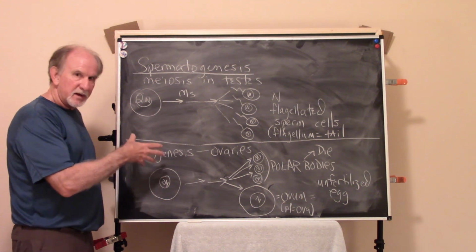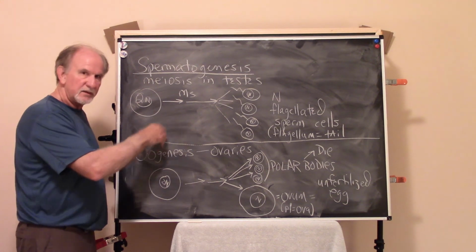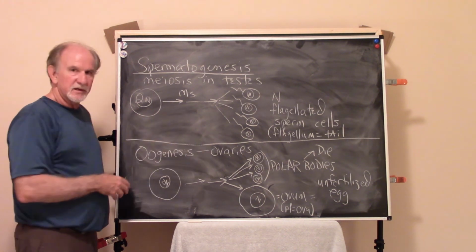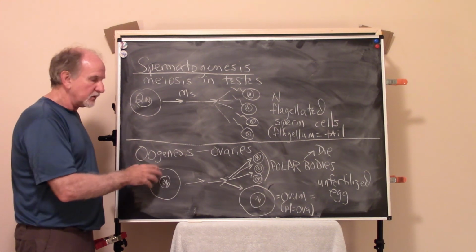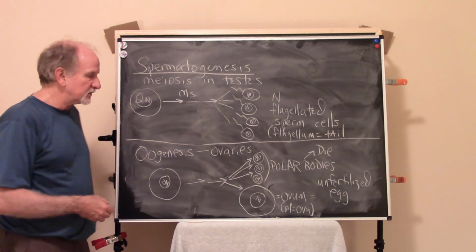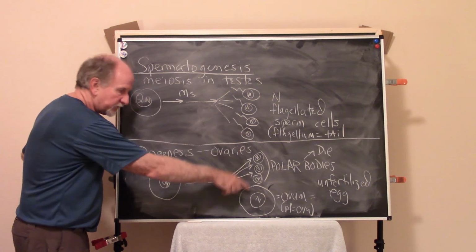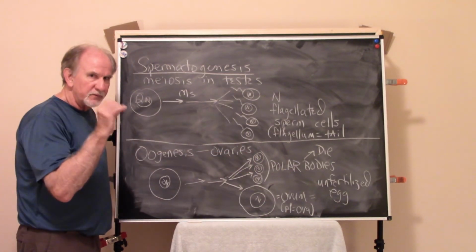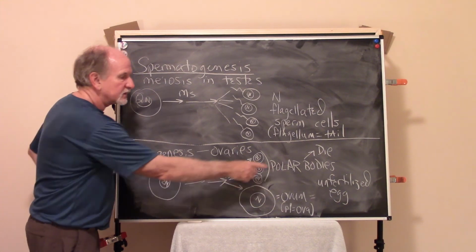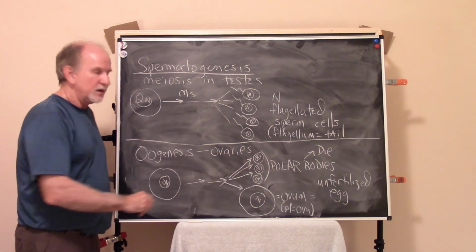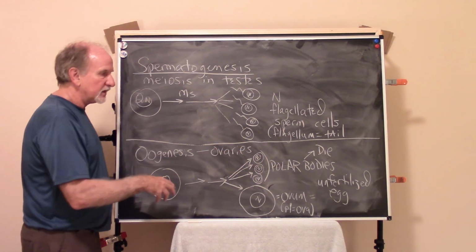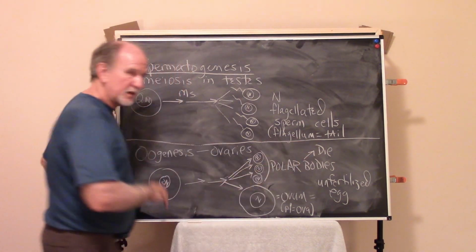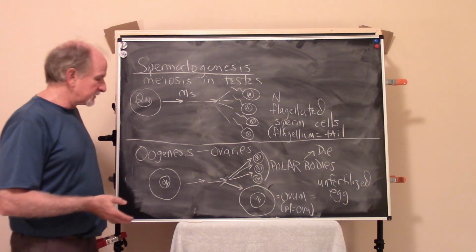Oogenesis is the meiotic process that occurs in the ovaries. In the case of oogenesis, a germ cell goes through the stages of meiosis and produces four haploid cells. Three of the haploid cells are very, very tiny, and they're known as polar bodies. And all three of these haploid cells that are polar bodies, they all die. None of them survive the meiotic process.